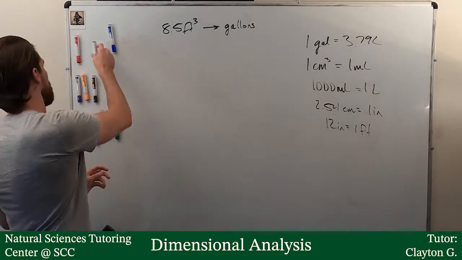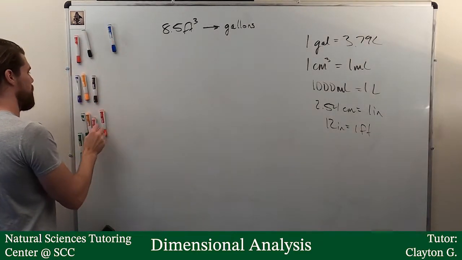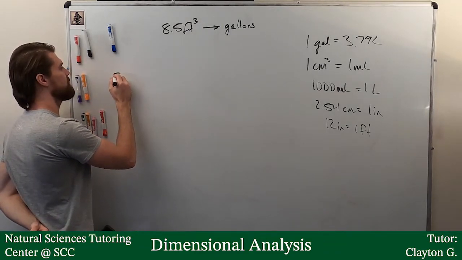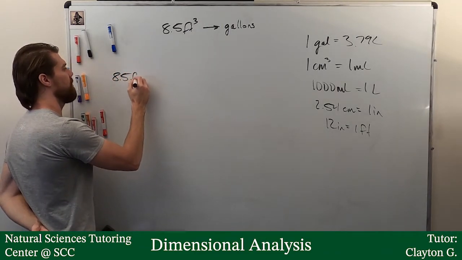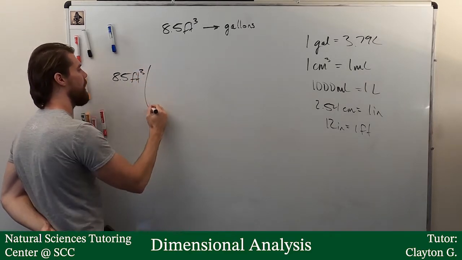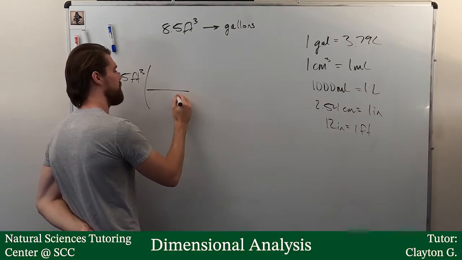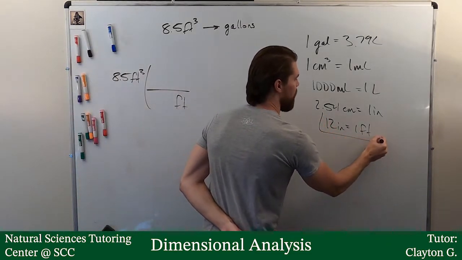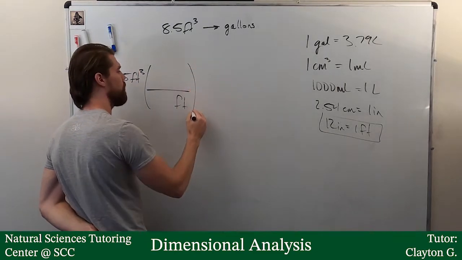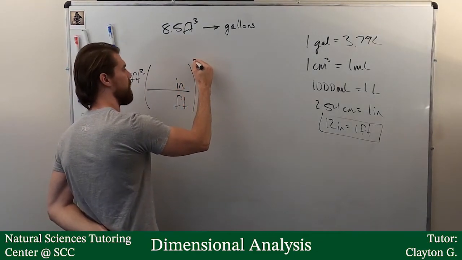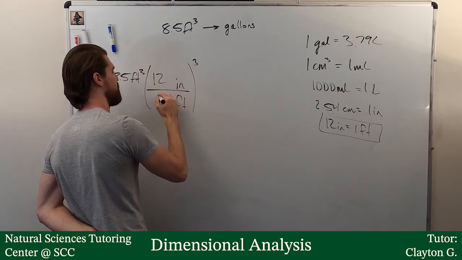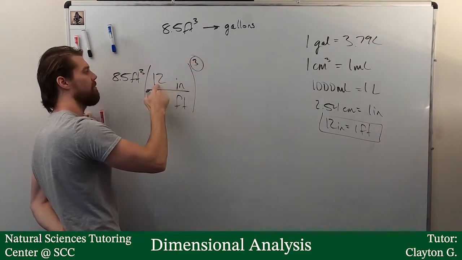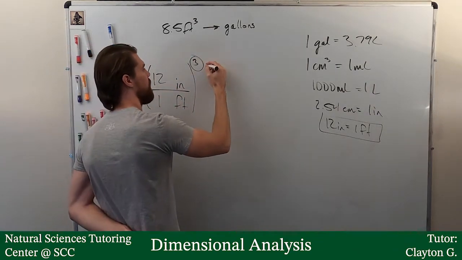All right, so let's go ahead and write this out. This one's going to be a little bit longer than the other ones. So 8.5 feet cubed. I know I need to divide by feet cubed, but I don't have anything for feet cubed once again. So I'm going to need to cube the entire thing. For every 12 inches, I have 1 foot. And this is cubed. So I need to cube everything inside here.